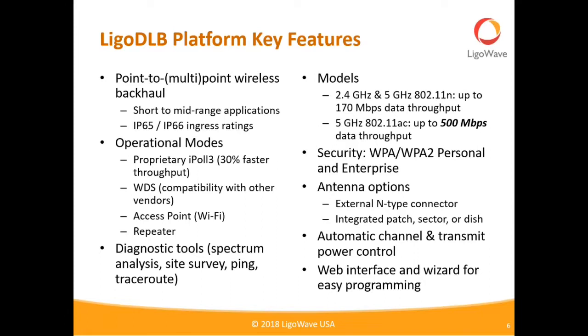We also have 802.11ac products. Again, in WDS mode, the peak that you can usually get is around 300 to 350 megabits per second. We have measured throughputs of over 500 megabits per second across our links using the iPole 3. Naturally, we support WPA, WPA2.